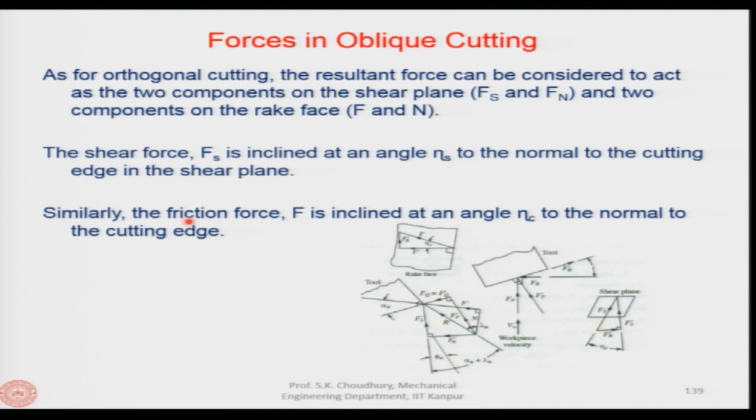Similarly, the friction force F is inclined at an angle ν_c to the normal to the cutting edge. Let us say this is the normal to the cutting edge, 90 degrees, this is the cutting edge, this is the true view of the rake face, and F, which is parallel to the rake face, makes an angle ν_c to the normal to the cutting edge.